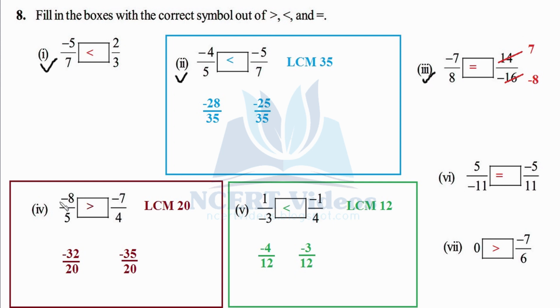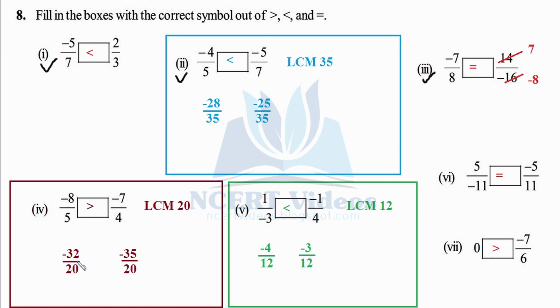Therefore, they are equal. Fourth, again, both negative, cannot use that trick, and both denominators are not the same. Therefore, you are going for LCM. So these are the steps. LCM is 20, 5 4s are 20. Writing 20 on both denominators. Now 5 4s are 20, 8 4s are 32, negative sign fixed. Now here 4 5s are 20, 5 7s are 35, negative sign fixed.